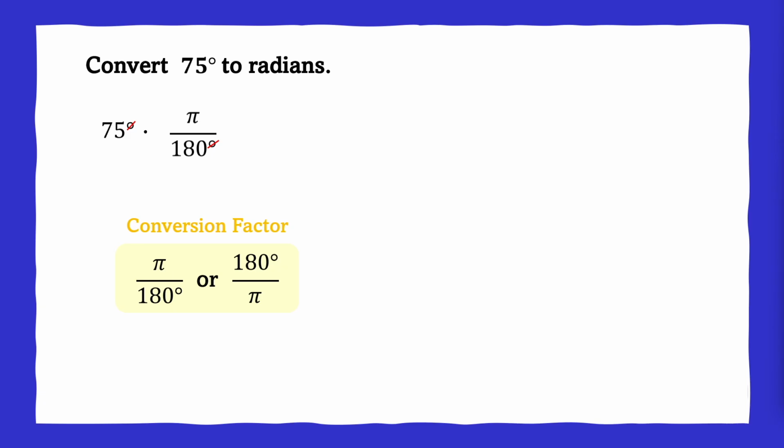Next, we simplify. 75 and 180 share a common factor of 15, reducing 75 to 5 and 180 to 12. Now multiplying across, we get 5 pi over 12 radians.